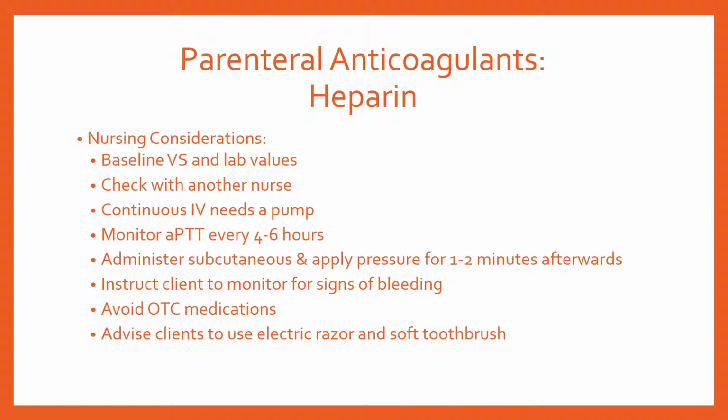Nursing considerations: baseline vital signs and lab values, check with another nurse. Continuous IV needs a pump. Monitor PTT every 4 to 6 hours. Administer subcutaneous and apply pressure for 1 to 2 minutes afterwards. Instruct the client to monitor for signs of bleeding. Avoid over-the-counter medications because there are a lot of herbals that can increase bleeding, like ginkgo biloba, garlic, and ginger, just to name a few. Advise your clients to use an electric razor and a soft toothbrush.